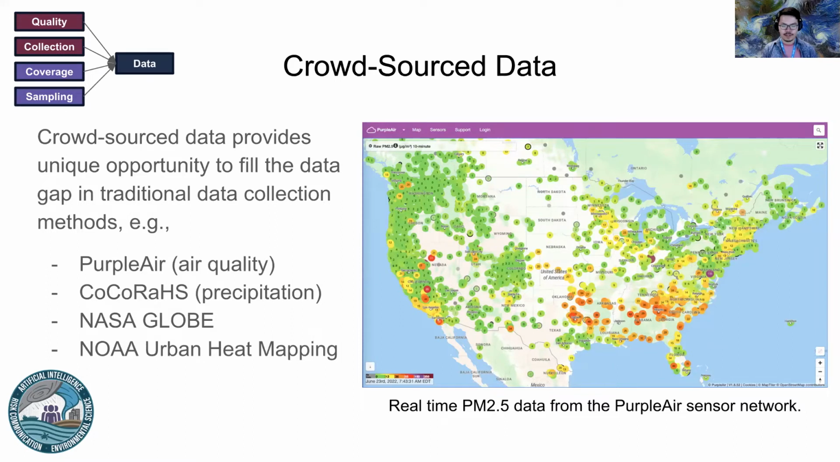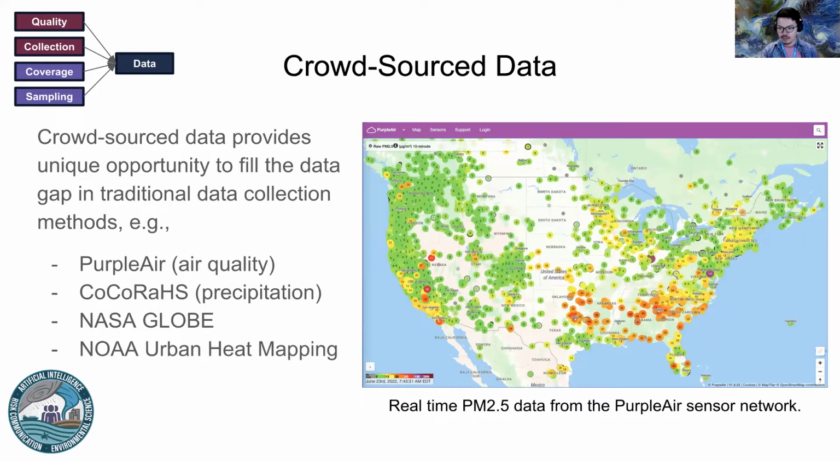And now we can move on to the last category that we want to talk about today, which is crowdsourced data. Crowdsourced data can provide a really unique opportunity to fill in the data gaps in those traditional data collection methods. For example, on the right side, I show the data availability for the air quality from the Purple Air sensor network, which is a low-cost air quality sensor that has been used by a lot of people, especially recently, to monitor the air quality for the areas where they live in. And you can see that on the Pacific West Coast there are a lot of air quality sensors from Purple Air because of the wildfire and other air quality concerns.